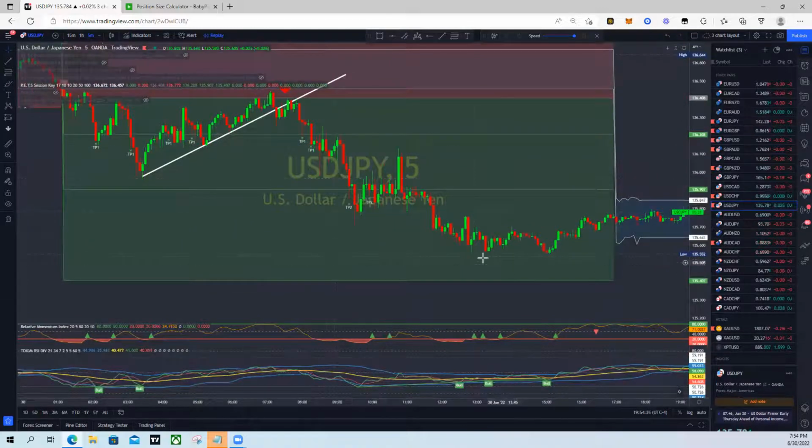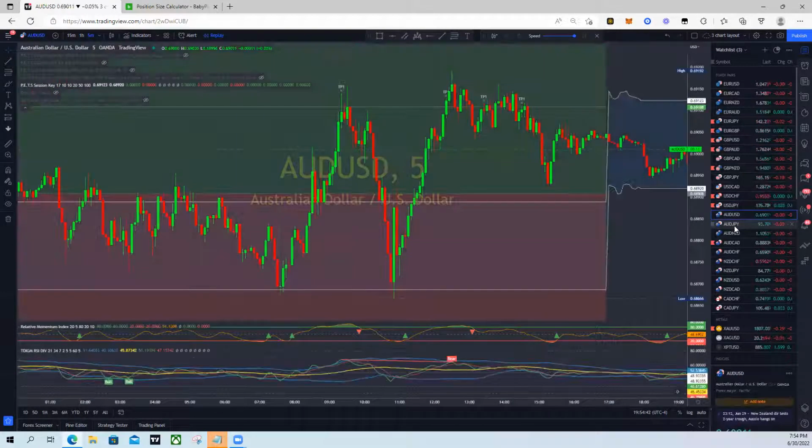100 pips, well, almost 80 pips straight into profit. That's UJ. So it does work on all pairs. It works on it. Here's another one.